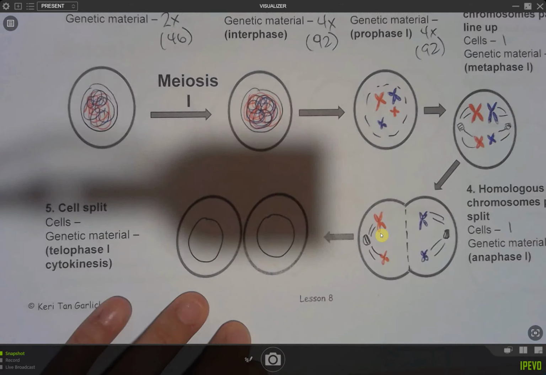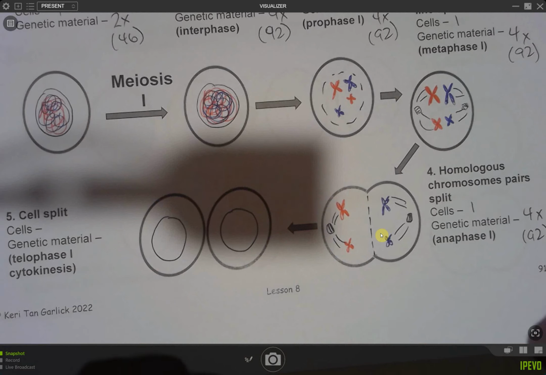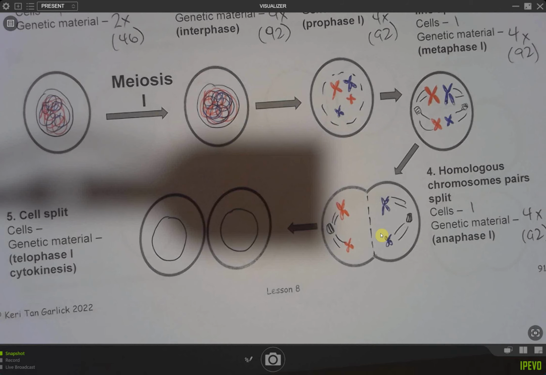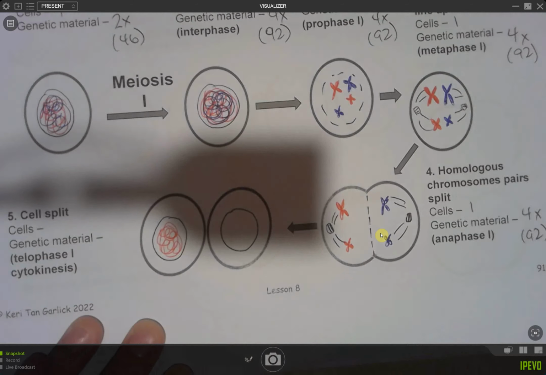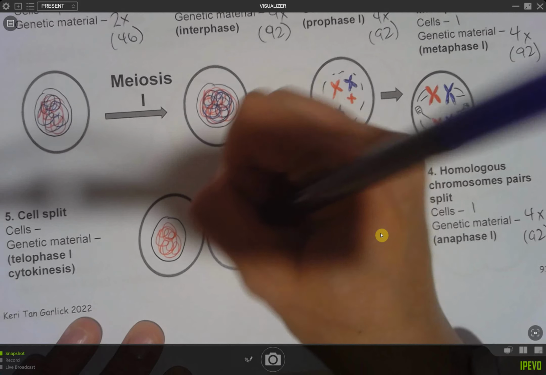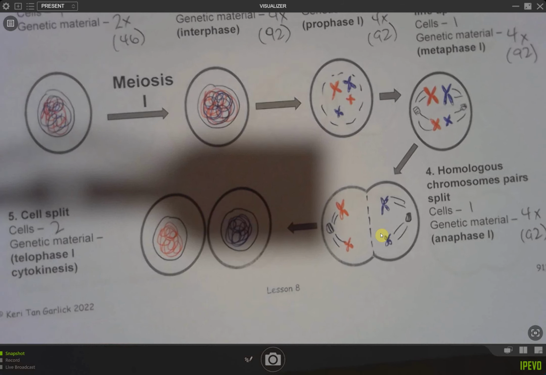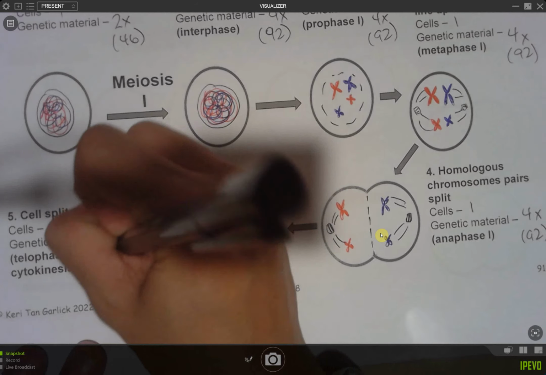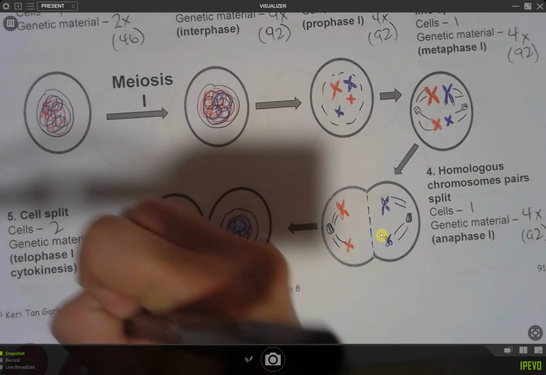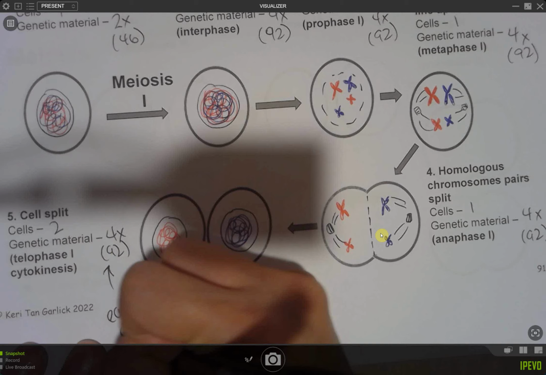Now, in this case, I have just drawn it by chance that the 2 red ones are going together and the 2 blue ones are going together, just to highlight the fact that these cells are different from the parents. So I have 2 cells. Genetic material-wise, I have 4 times, so 92, but in each cell, it's 2 times, so 46.